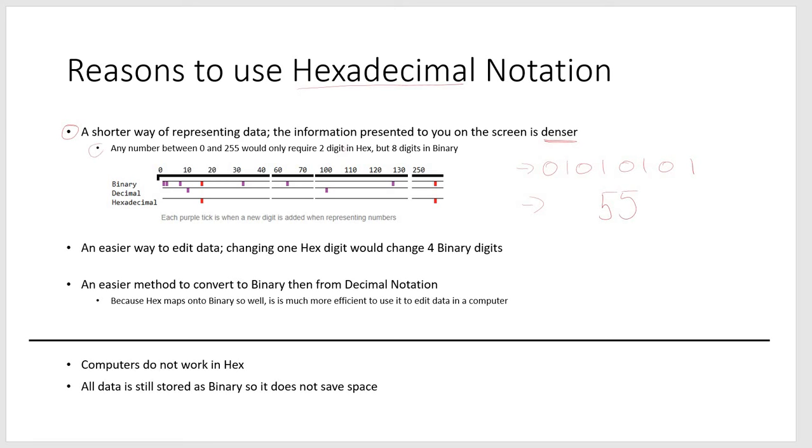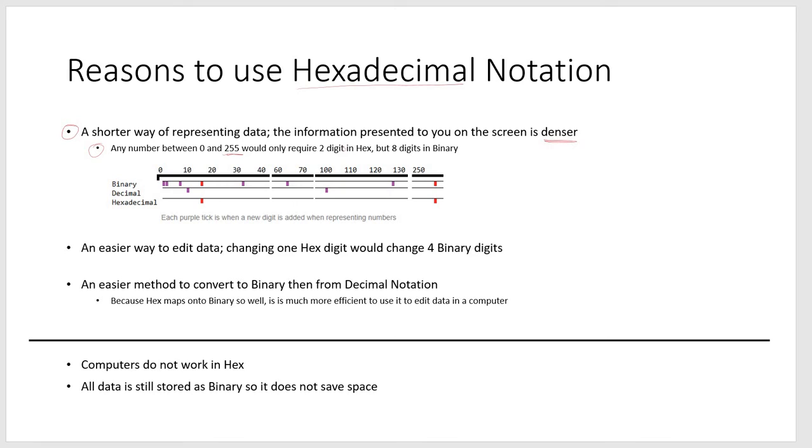Okay, and on that point, we can see here that any number between 0 and 255 would only require 2 digits in hexadecimal notation, but it would require 8 digits in binary. For example, if you wanted to represent 255 in binary, you would have to write 8 ones, like so. But in hexadecimal notation, you would only need to write FF. So 255 could be represented simply by FF.